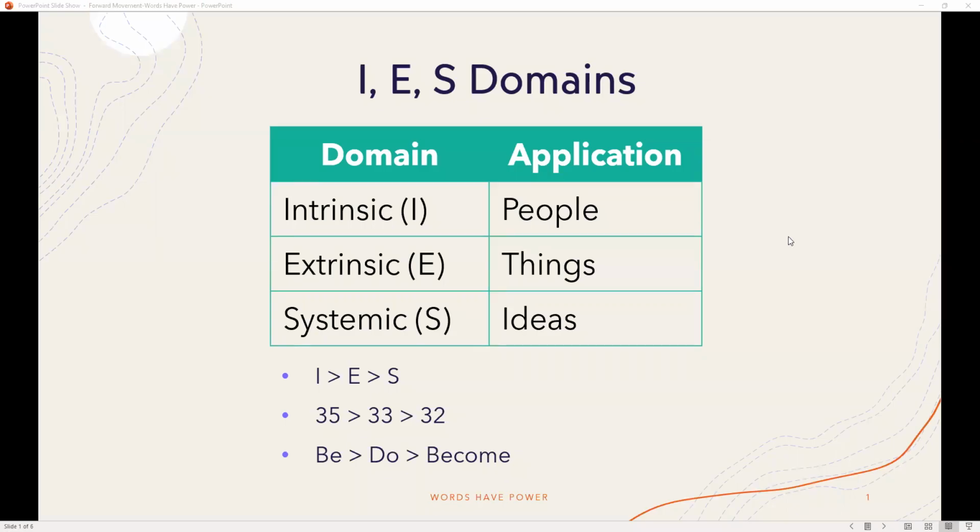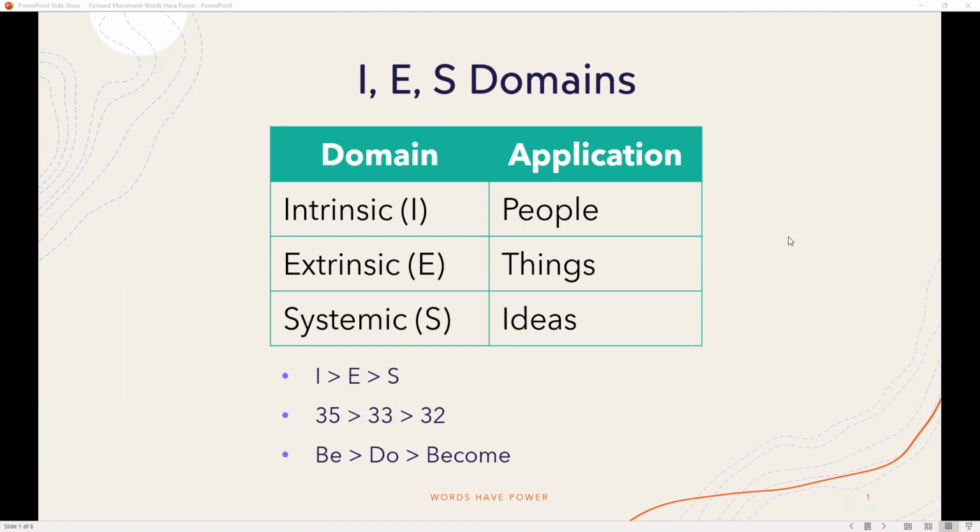Before we get into the experiment on water and the words have power phase of my 12-week plan, I just wanted to do a quick recap of the I, E, and S domains, where I stands for intrinsic, E is extrinsic, and S is systemic. The intrinsic domain is where forward movement lies. The intrinsic domain is where you will find uniqueness, singularity, one of a kind, and dynamics. That's where you will find all of those things, and that applies to people.